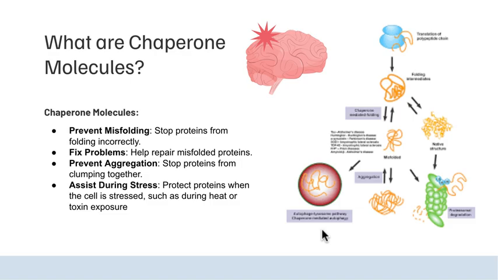So, what are chaperone molecules? Chaperone molecules are special proteins in the cells that help other proteins fold correctly and function properly. They're like helpers or quality controllers for the proteins, preventing misfolding and fixing problems. And then also, they prevent aggregation, which basically is stopping proteins from clumping together. And then, lastly, assisting during stress, protecting proteins when the cell is stressed, such as during heat or toxin exposure.